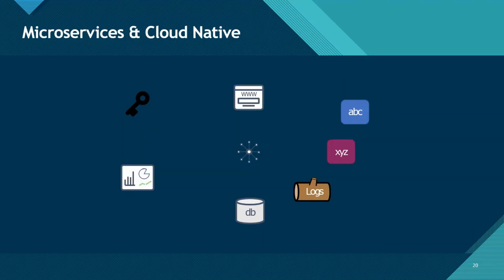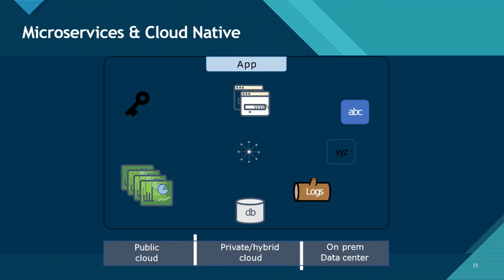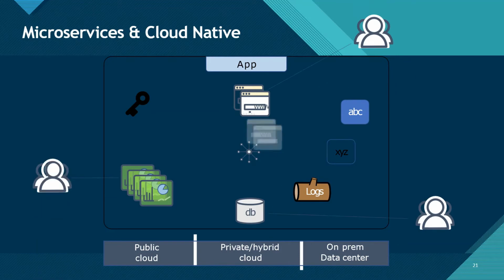So when you move to the microservices environment, you have different services. Some services might be running in the public cloud, some in the hybrid cloud, and some on-prem or in a data center. So there are different services running on different setups, and they might be managed by different teams. Let's say the reporting service is managed by this team, the database is managed by a different team, the front end is managed by a different team, and the third-party integration services are managed by different people.